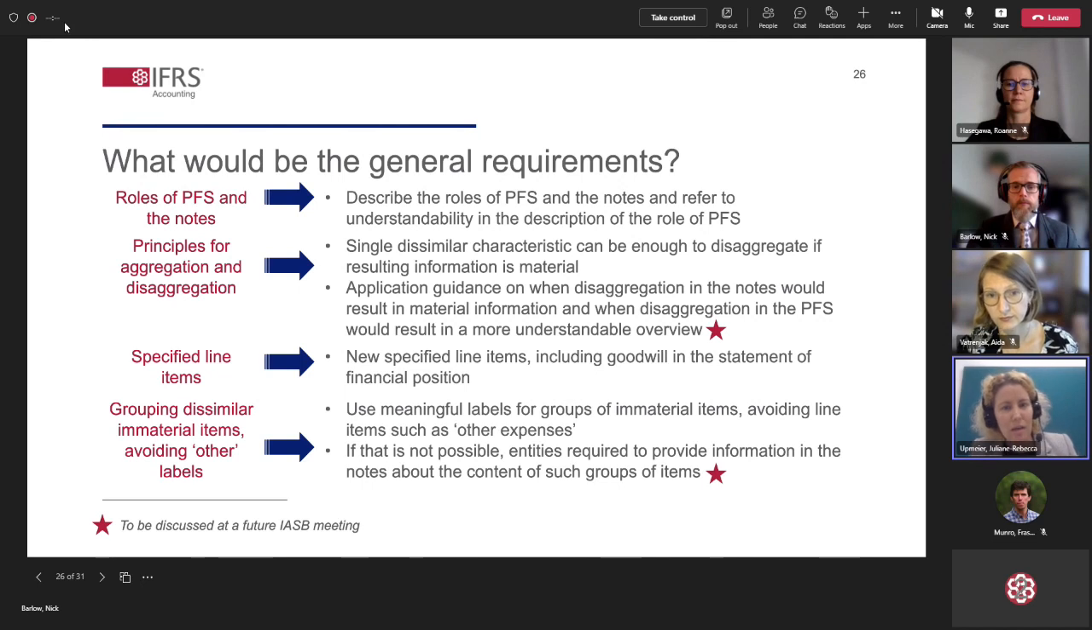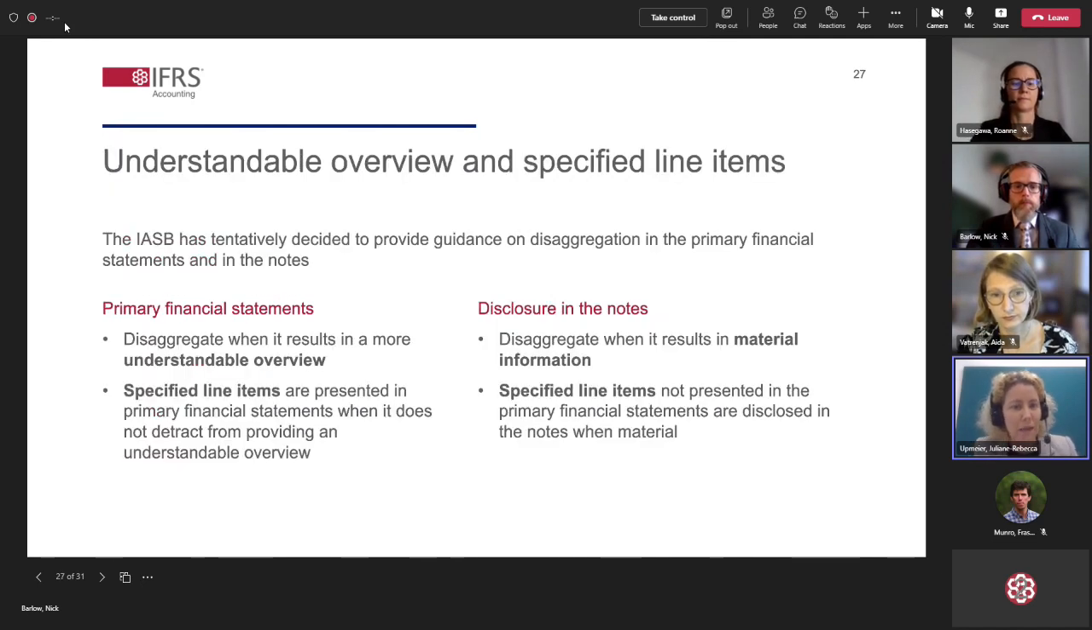So now let's look at how the concept of specified line items interacts with providing an understandable overview. An entity would disaggregate items in the primary financial statements when such disaggregation leads to an understandable overview being provided. With regards to the notes, an entity would disaggregate items when the resulting disaggregated information is material. So it is important to note that although all items presented in the primary financial statements are material, not all material items might be presented. This is because presenting all material items might not provide an understandable overview of the primary financial statements, and an entity might need to aggregate some items in order to achieve that understandable overview.